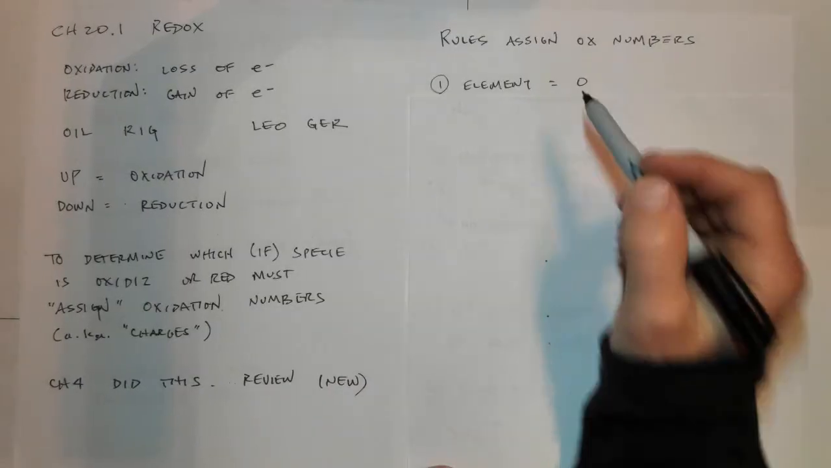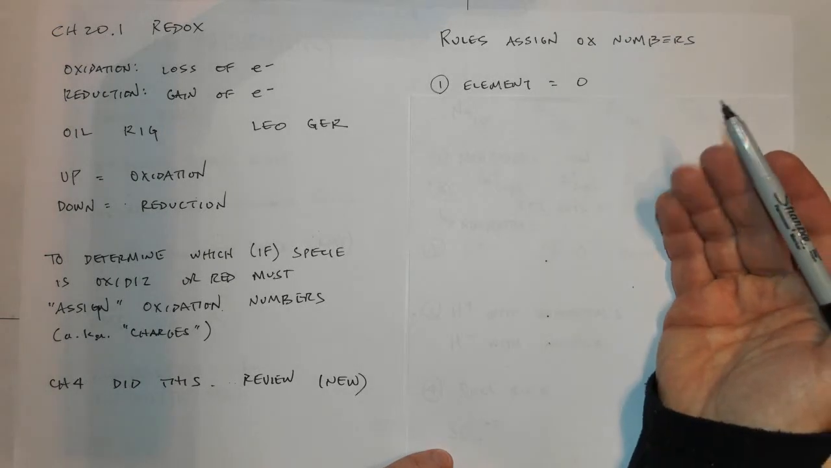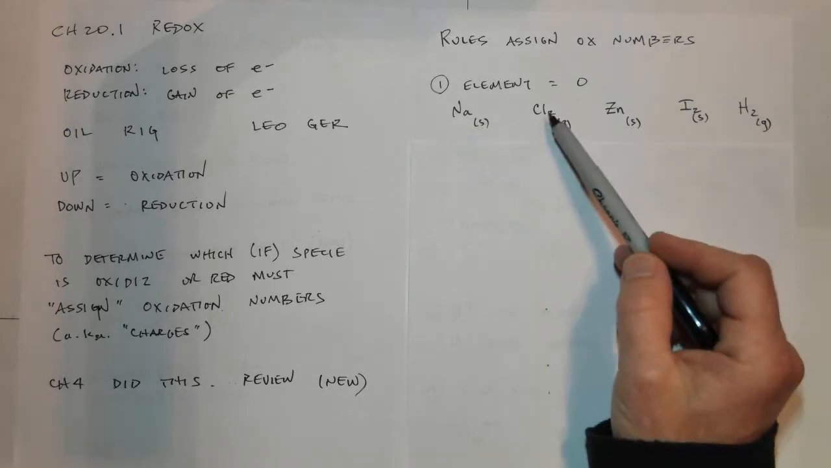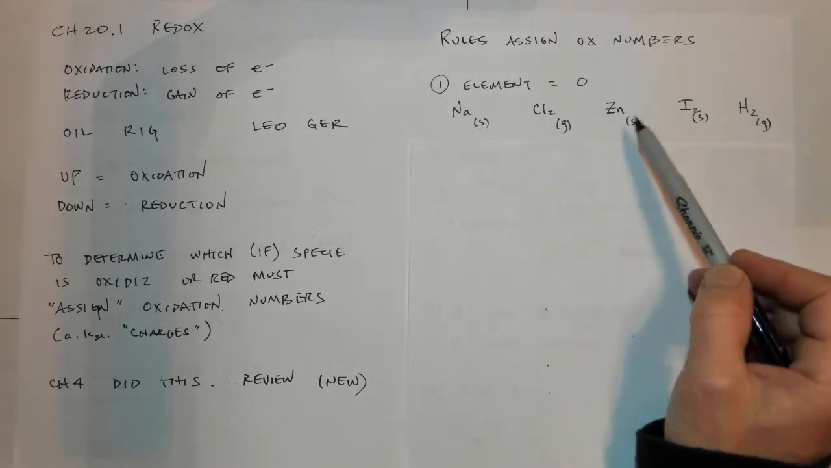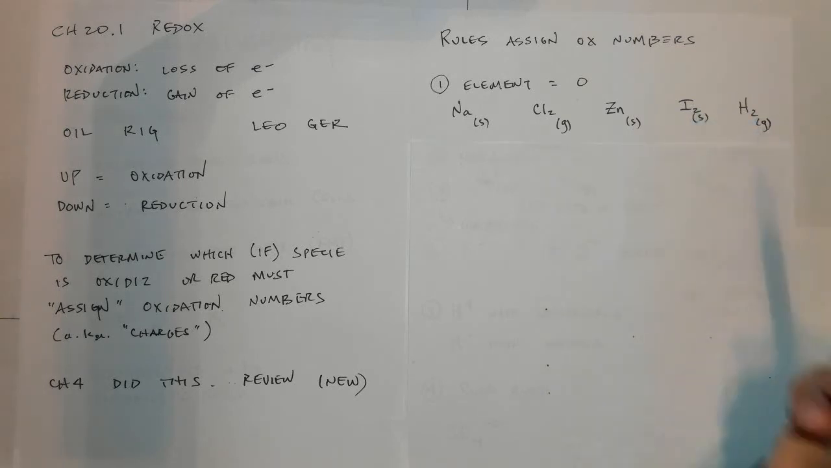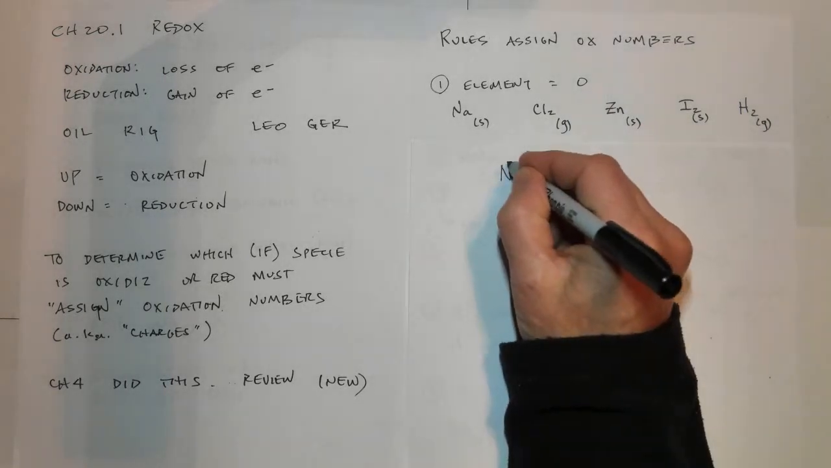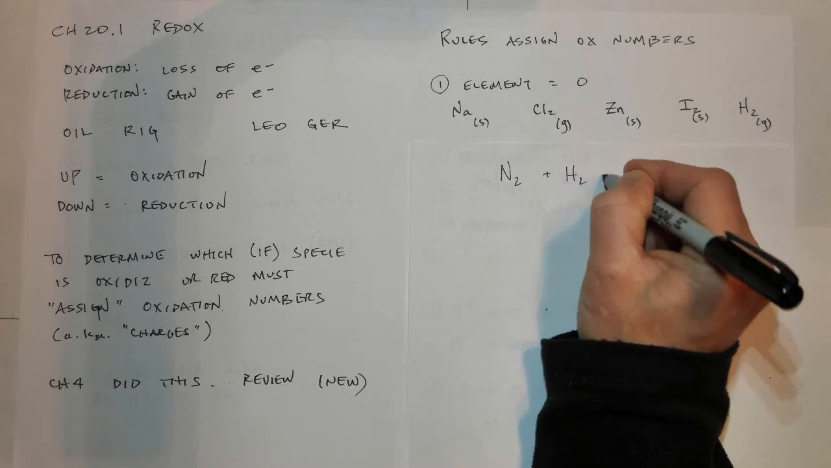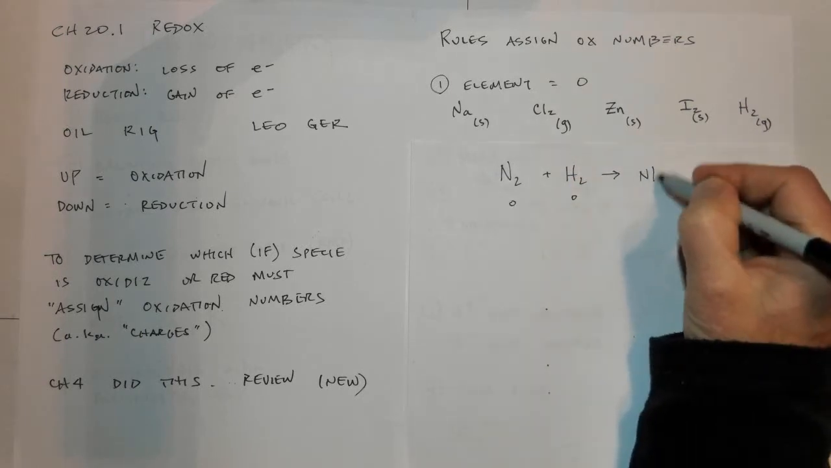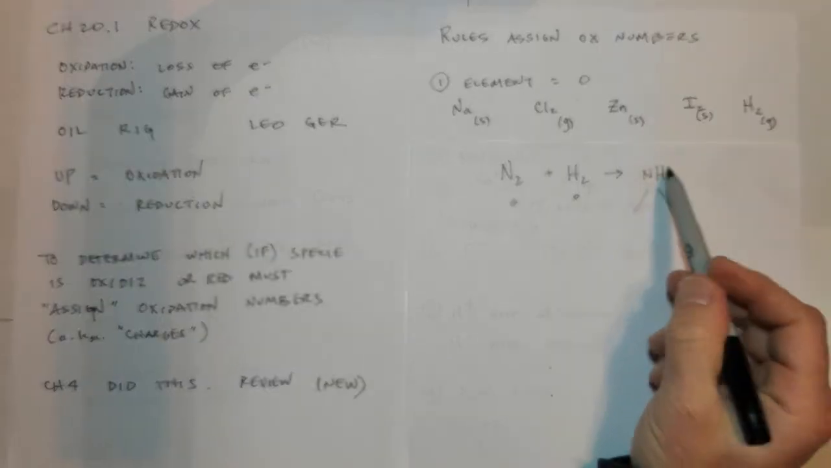First of all, if something is in its elemental form in a chemical formula, its oxidation number is 0. For example, if you have sodium solid, chlorine gas, notice it's diatomic, zinc solid, iodine diatomic solid, hydrogen gas. Those have an oxidation number of 0. So if you see something like this, N2 plus H2 goes to, know that these are 0 oxidation numbers. And then over here they would have changed to different oxidation numbers because they're no longer alone by themselves.